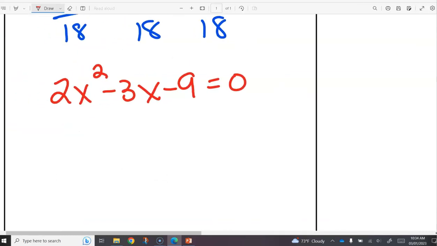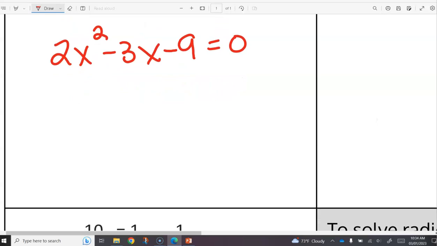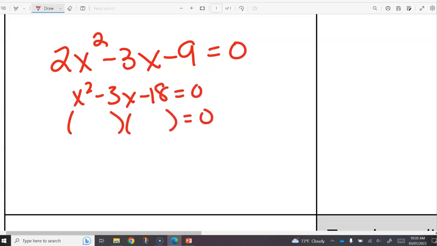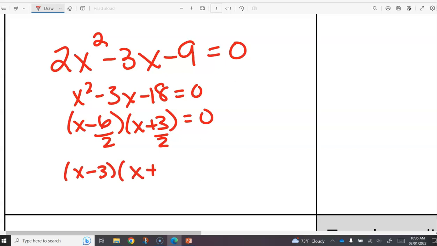Going back to first semester, I believe. We're going to slip and slide. Yay! All the things coming together. So let's slip the 2 to the end to give me what? Negative 18. What multiplies to give me negative 18 but adds to give me a negative 3? Sweet. And then we have to slide or divide our 2 back out. This becomes x minus 3, and this stays 3 halves.